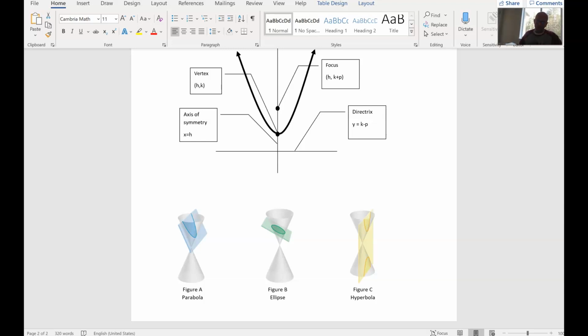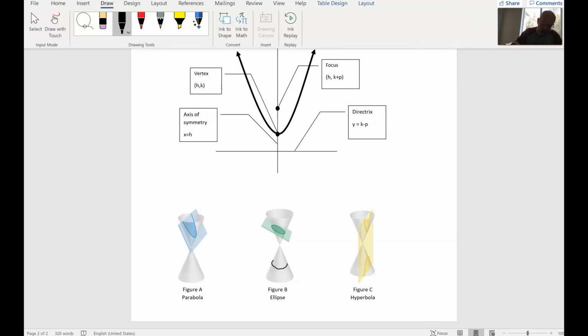And then there's a fourth conic section, which is a circle. You could picture that if I sliced straight across, you could see that it produced just a regular circle. Not as good a drawing as this, but hopefully you can see that. So those are the four conic sections: a parabola, ellipse, hyperbola, and circle.